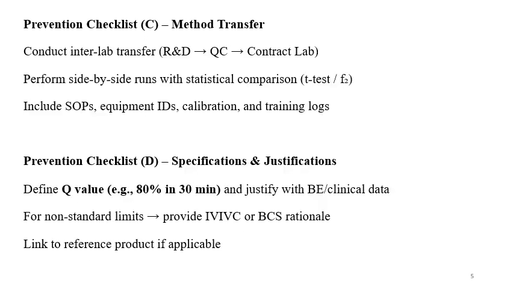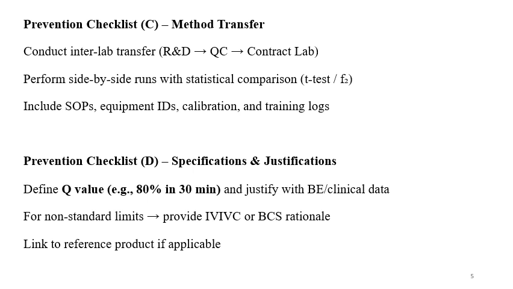Then prevention checklist C for the method transfer. Method is developed in the R&D lab, method is developed in the ADL lab, and then it is transferred to the QC lab. So conduct inter-lab transfer, R&D to QC or QC to contract lab or R&D to contract lab. Then perform side-by-side runs with statistical comparison. You can calculate F2. Also, you can perform the testing of the same batch at R&D and at the QC site. Include SOPs, equipment IDs, calibration and training logs.